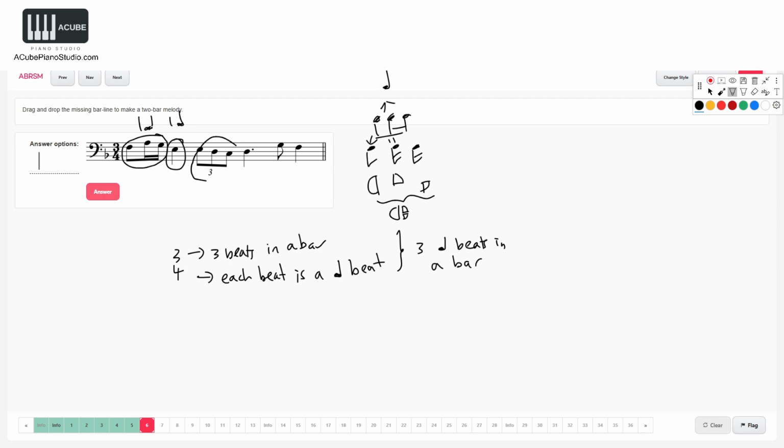And this, a triplet. If you have 3 quavers with a triplet sign, it equals a crotchet, or the time value equals a crotchet. So this is the third crotchet beat. So in 3/4 time, there are 3 crotchet beats per bar. So I'll put my bar line here.